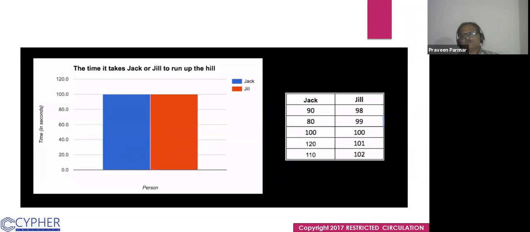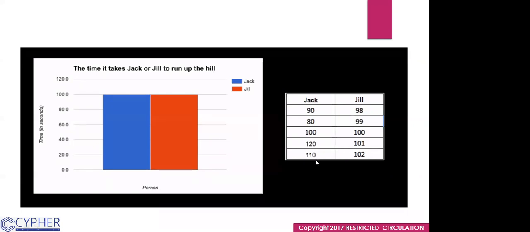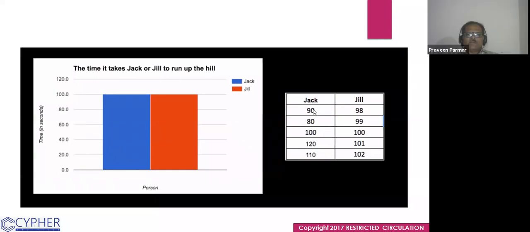Here I have taken a story like Jack and Jill running up the hill. This data is for 5 times they run up the hill. Jack first took 90 seconds, then 80 seconds, then 100 seconds, and then 120 and 110. If you see Jill, the distribution is different. You see both the distributions. But the means are the same. If you calculate the mean of both the data, you will get the same mean.